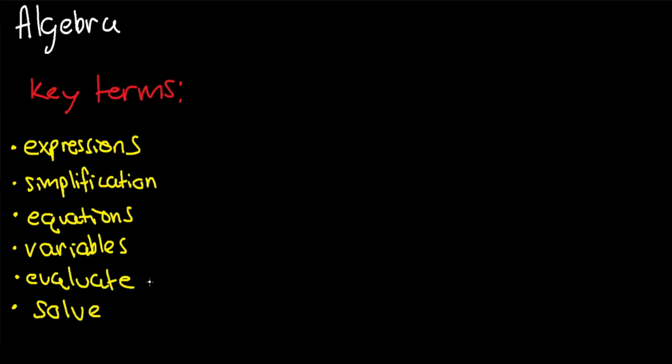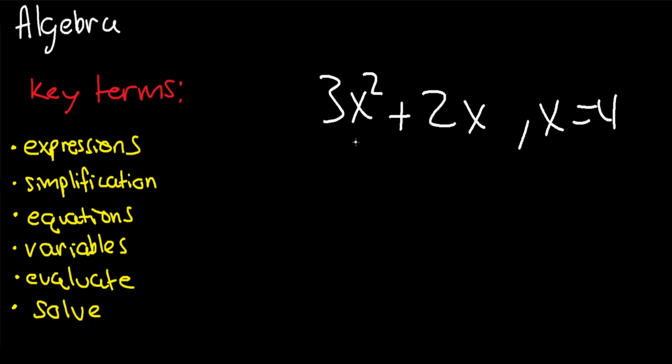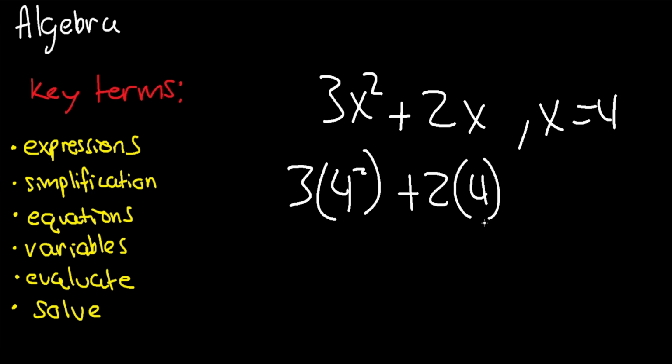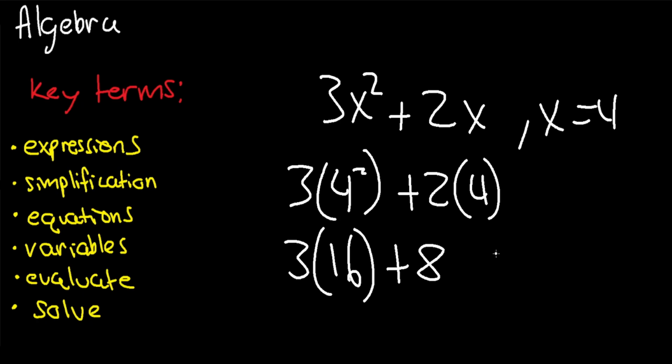To evaluate an expression means to compute its numerical value by performing the indicated operations after substituting given values if variables are given. Like for example, 3x squared plus 2x, where x equals 4. So what we're looking to do here is substitute 4 for x. So this would become 3 times 4 squared plus 2 times 4. And then we can look to simplify it from there. So that would become 3 times 16 plus 8. And that all comes to be 56.